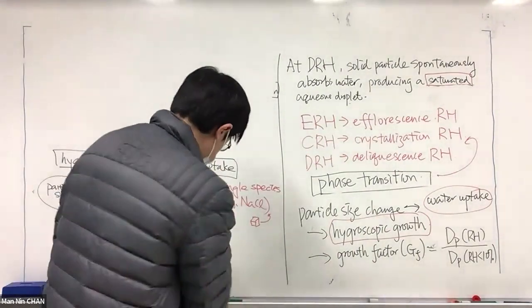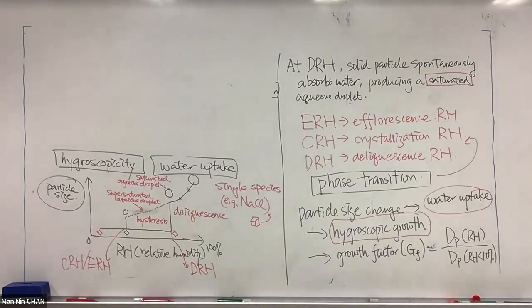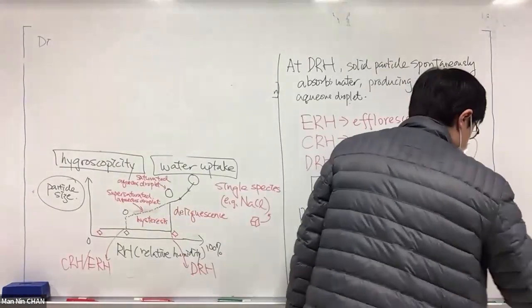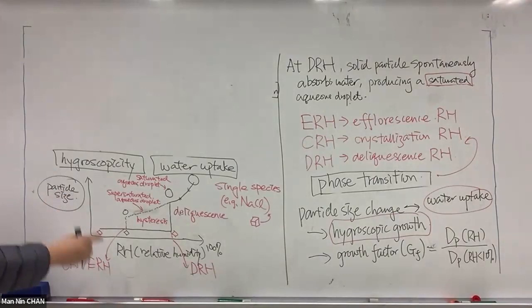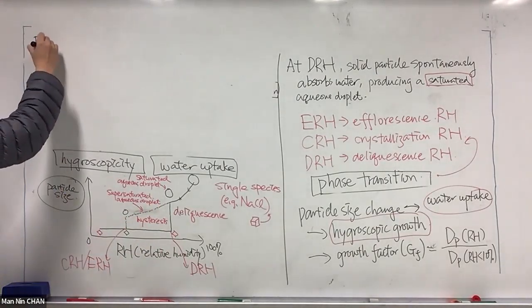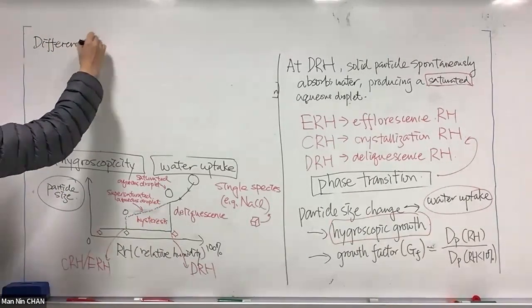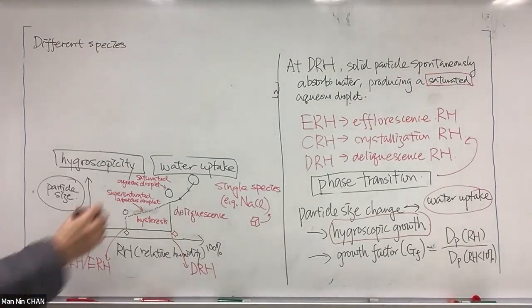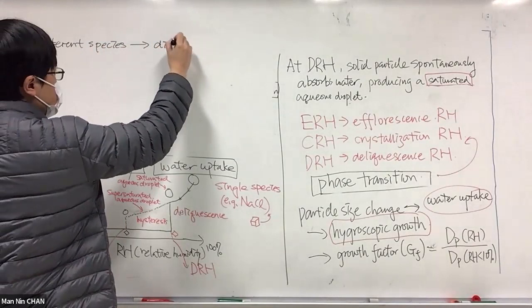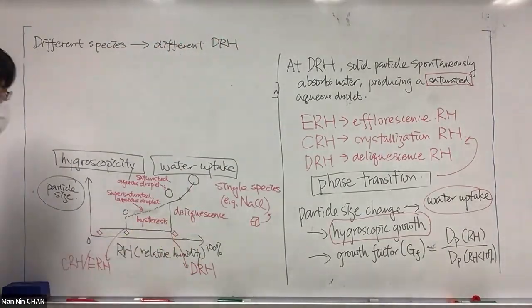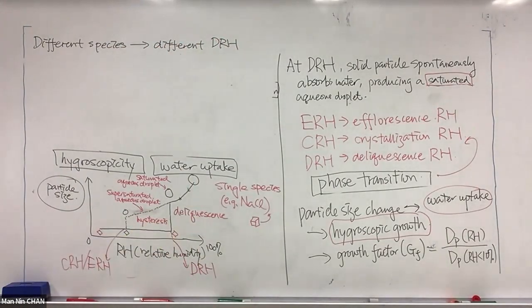I just want to give you some typical numbers for some important species. Different species will have different properties, or different interaction with the water vapor. So they will have a different ERH, and a different DRH, the deliquescence point, sometimes called DRH.